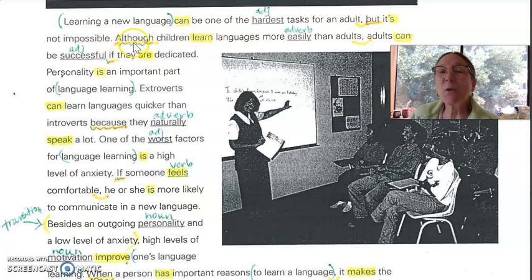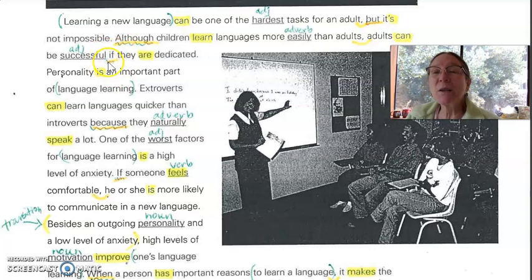Here's another joining word, although, showing contrast. It's at the very beginning of two sentences. Children learn, comma, adults can be. So if the joining word is at the beginning, if it's a subordinating conjunction like although, you can put it first. That's great. Just make sure you have a comma between the two clauses to show the reader that this is where one sentence ends and the next one begins. It's kind of like showing the reader how to structure your ideas, right? You don't want the reader to do very much work.